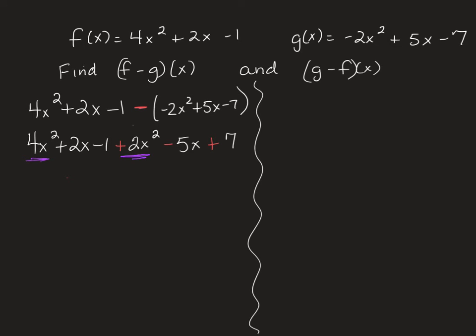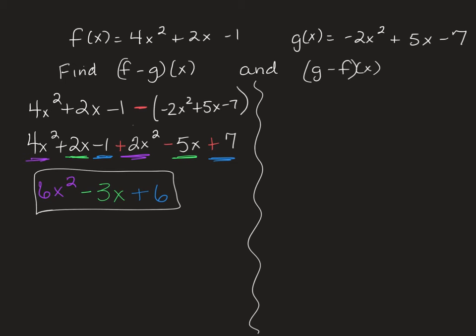So the 4x squared and the 2x squared, that gives me a 6x squared. 2x and negative 5x, it's going to give me a negative 3x. And then negative 1 and the plus 7 is going to give me plus 6. Okay? And that would be my answer to that problem.